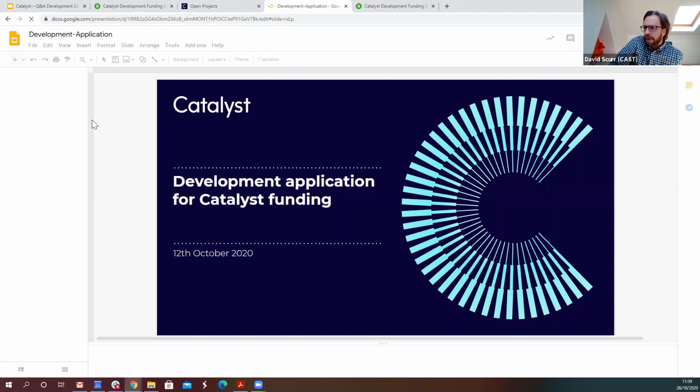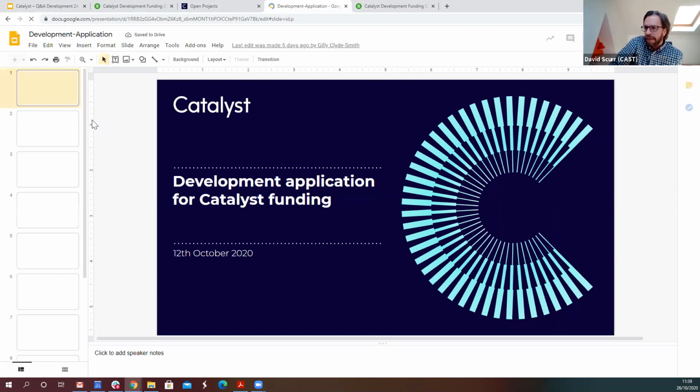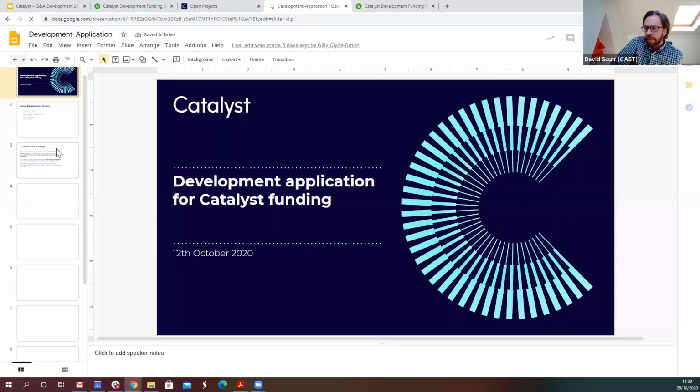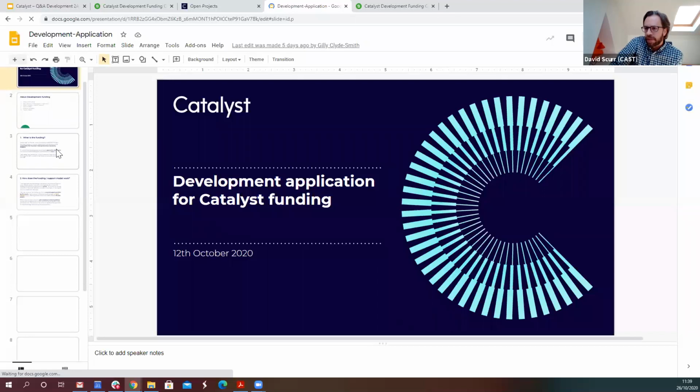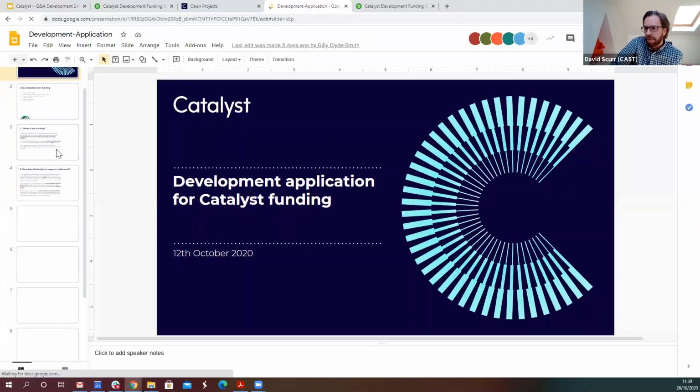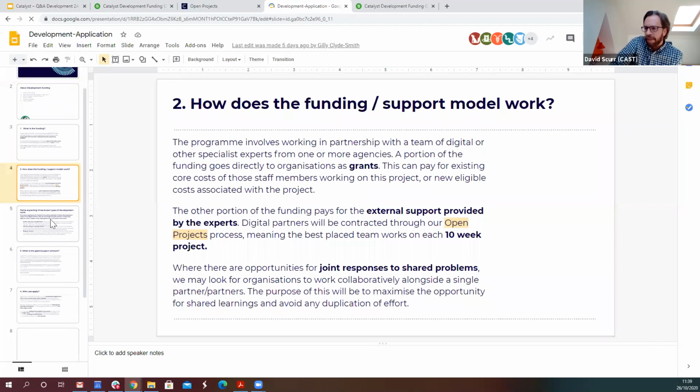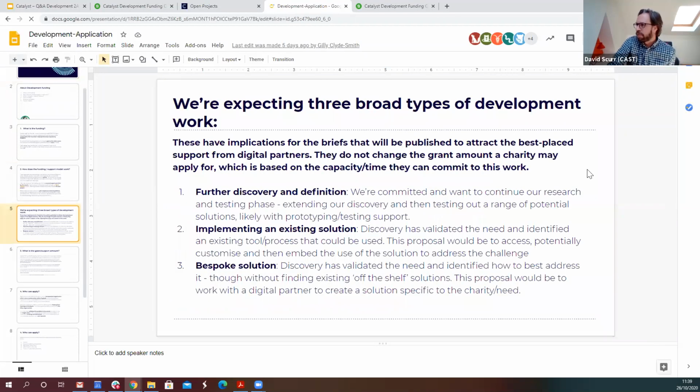the sort of applications, and you're all at different stages. Even if you've done discovery, you're all at different stages of development and discovery. And we're expecting 3 broad types of development work here, and you can hopefully see this on this slide. And these have implications for the briefs that will be published to attract the best support from digital partners. So 3 different stages: further discovery and definition.